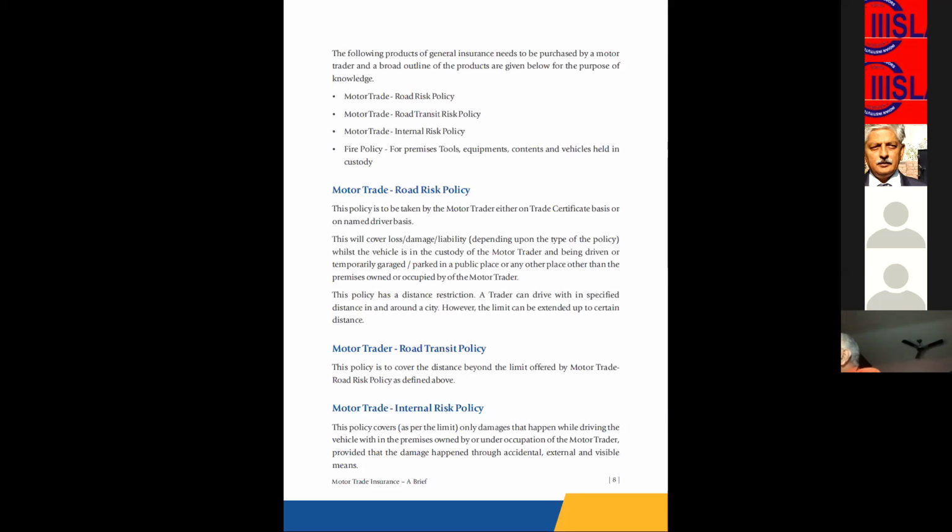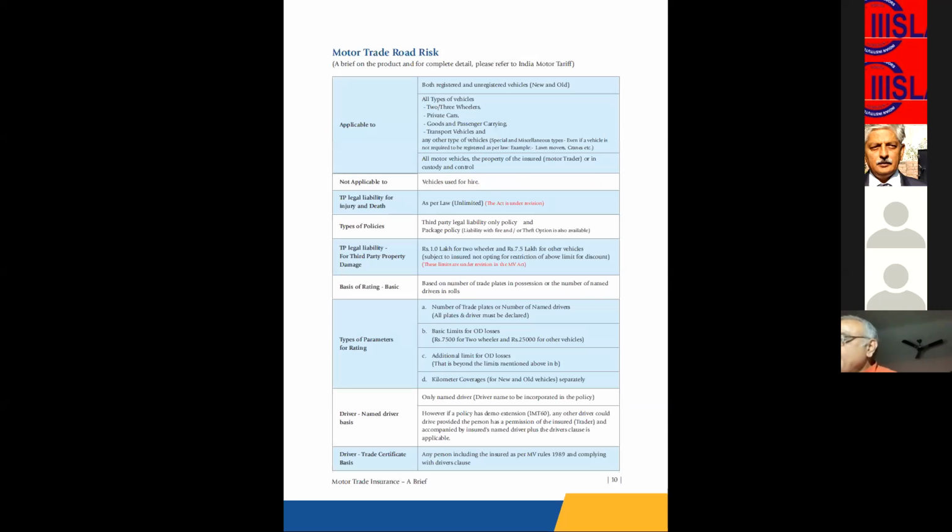Now let us go to the motor trade road risk policy. What is covered, what is not covered. There is a table on page number 10. You can go to that page.